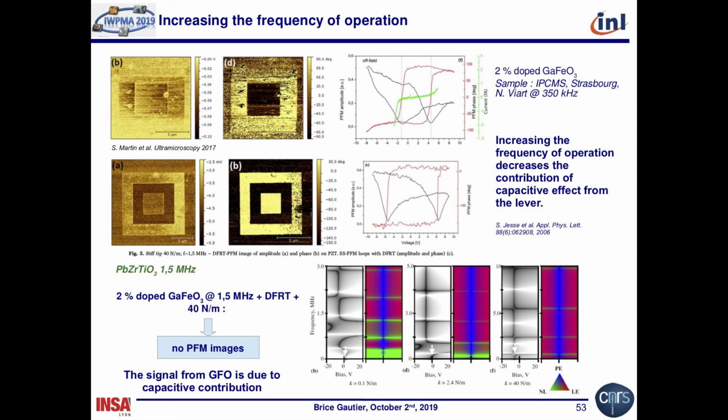If you do the same thing with PFM and with PZT, you keep the signal. This is the same operating mode as this is low frequency. At high frequency, I didn't put the image because there is nothing to see. You have only noise, and this is PZT at high frequency. You still see the signal. So this is what you can do to be completely sure that the signal is ferroelectric.